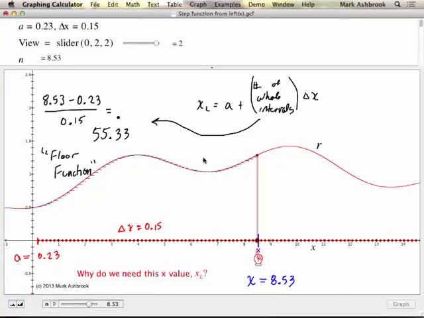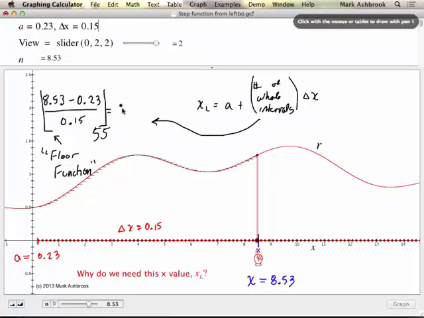So what it looks like is this. You put brackets with a little bar like that, like that and like that. That's the floor function. And by doing the floor function of this number, 55.333, it returns, instead of 55.333, just 55.